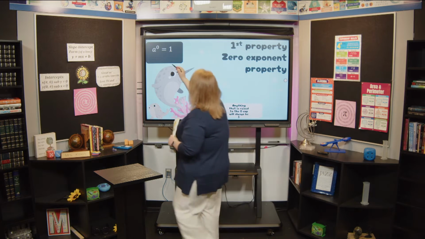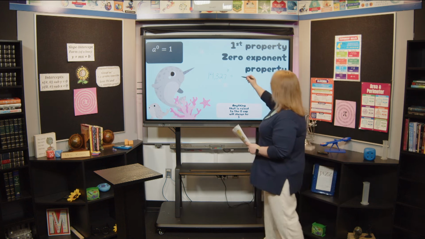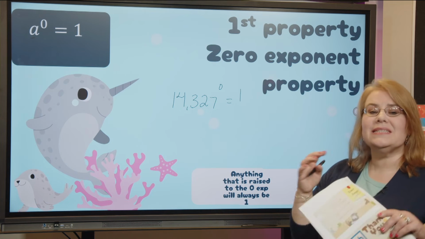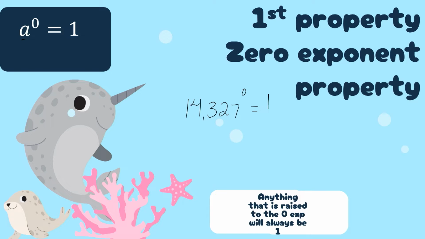So I have my base, and then I have my exponent. So what if I had this? What would that answer be? Exactly right. It's going to be 1. It does not matter what number our base is. If it's to the 0 power, it is going to be 1.